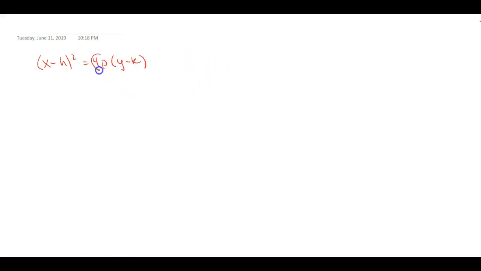Now, if the 4p is positive, that's going to tell you the graph opens up. If 4p is negative, right, you know that the graph is going to open down. I also want you to notice what is being squared here, right? X minus h is being squared. So if x is squared, it's going to open up or down.